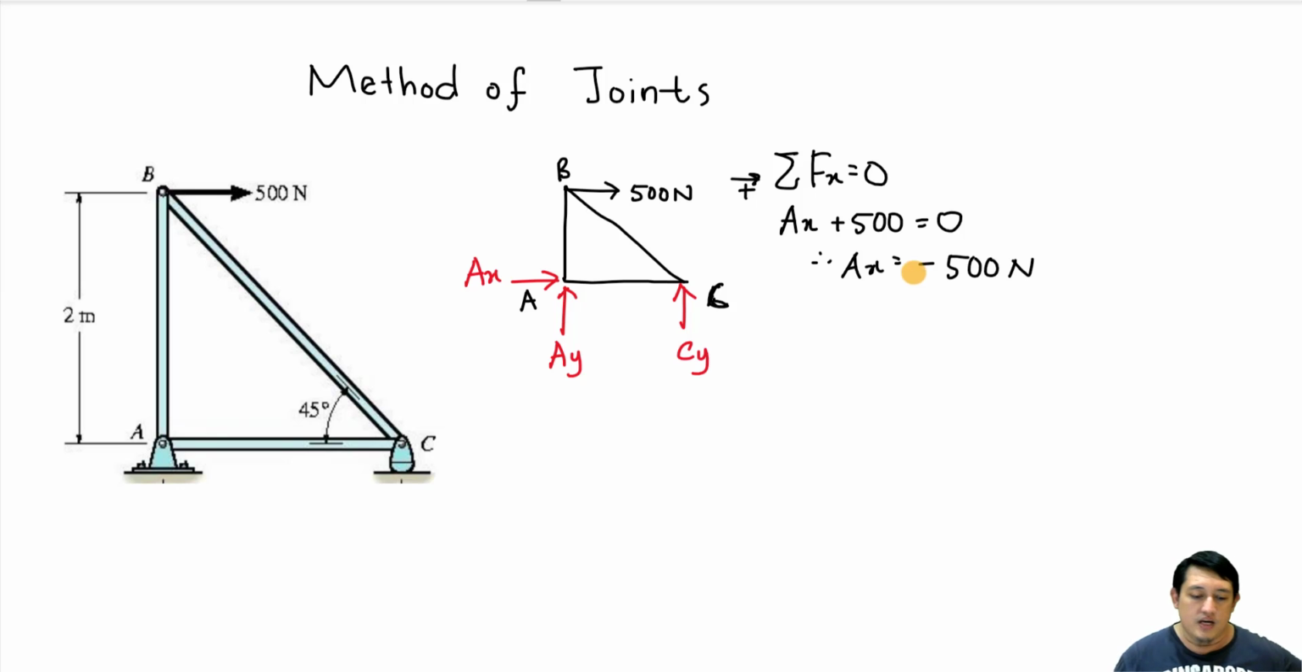For AY and CY, we cannot use total of FY equals 0 because we will have two unknowns in one equation only. So what can we use? Yes, we can use moment. If we use moment at joint A, there is no need for us to include AX and AY in our calculation. The only unknown is CY only.